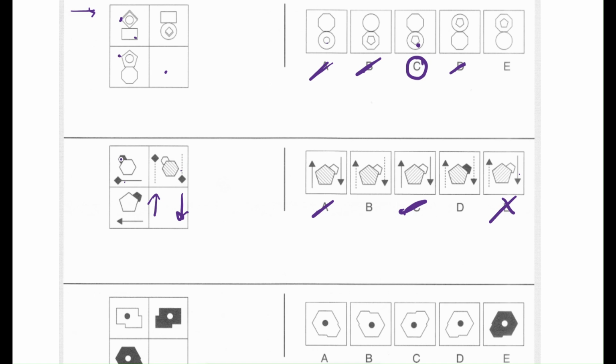Now you see this tiny. First, see the difference between B and D. The only difference is the shade of this pentagon. So let's see what's happening. This hexagon which was on top stays in the same place and it turns white. This is a black pentagon, so it stays black as in D.